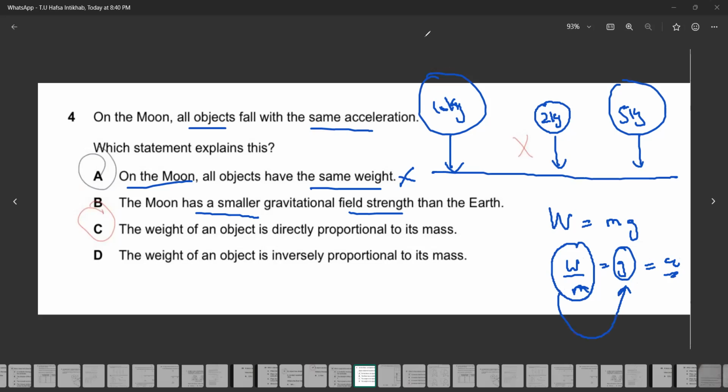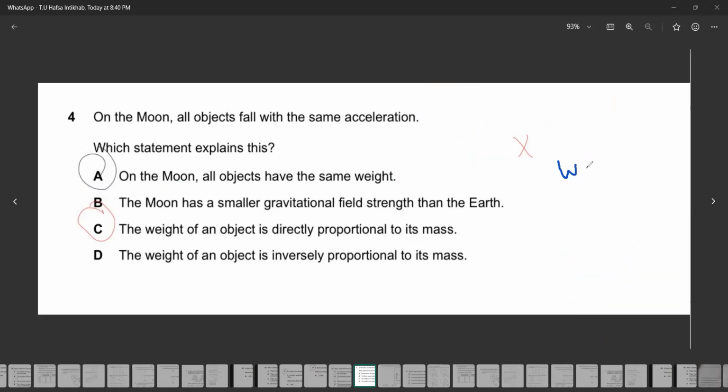For example, the gravity of the moon is 1.6. Just for explanation, if I say the gravity of the moon is 2 Newton per kilogram here, here also 2 Newton per kilogram. What will be the formula if they were inversely proportional? When two quantities are inversely proportional, their product will be constant, like weight multiplied by mass. When they're directly proportional, the ratio is constant.